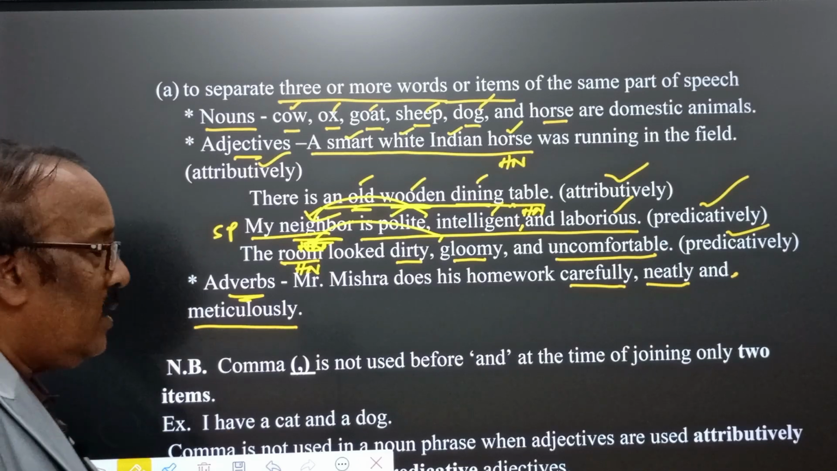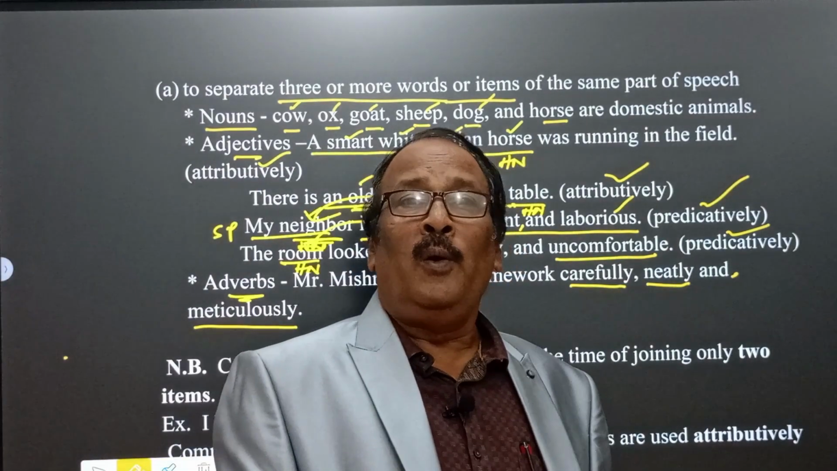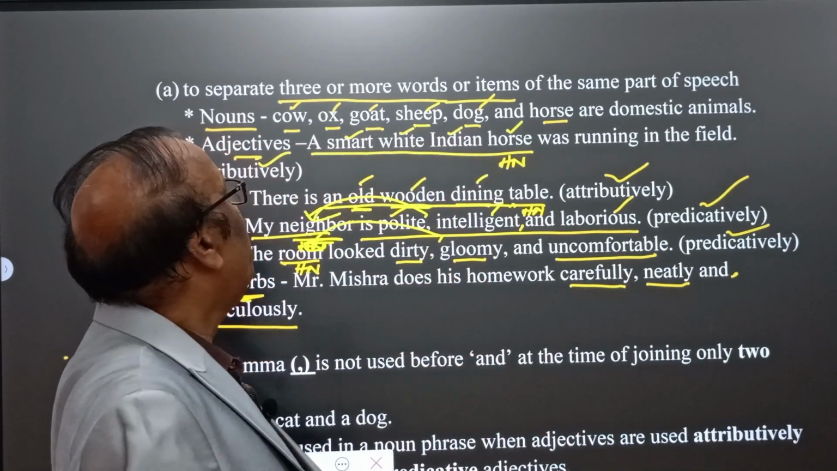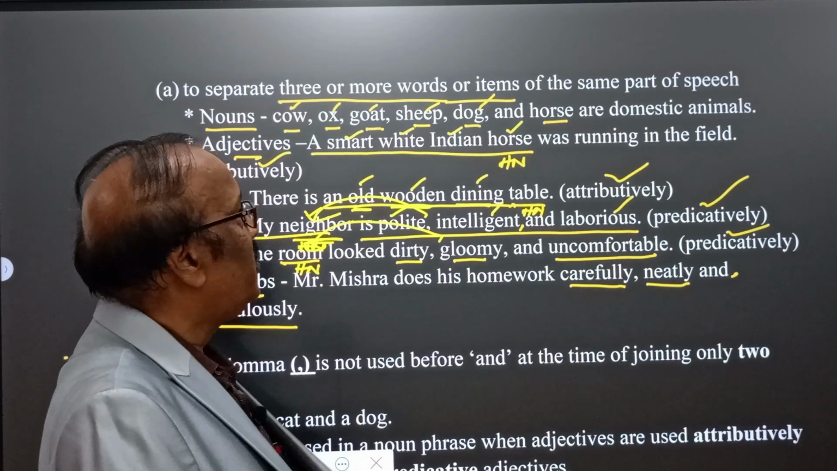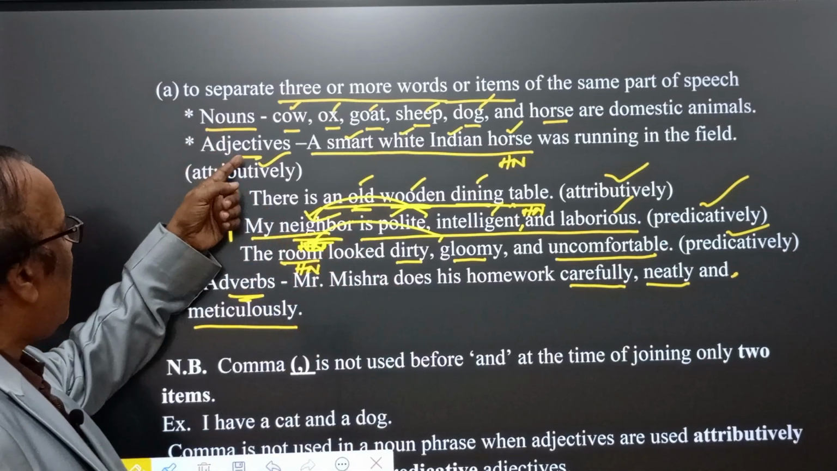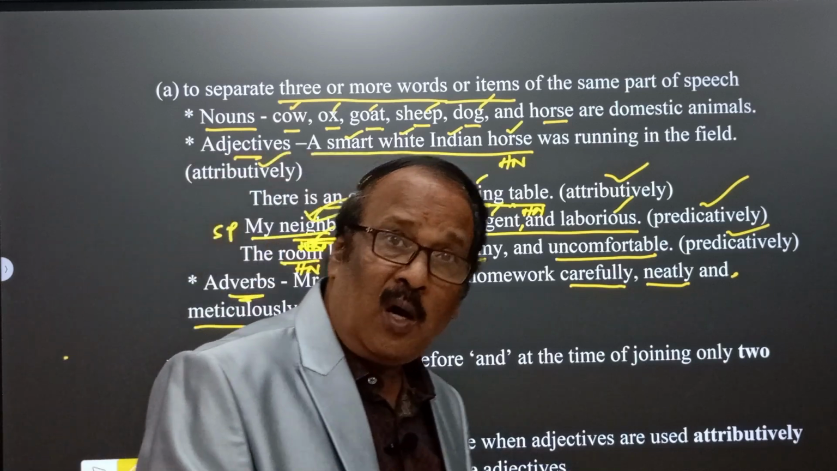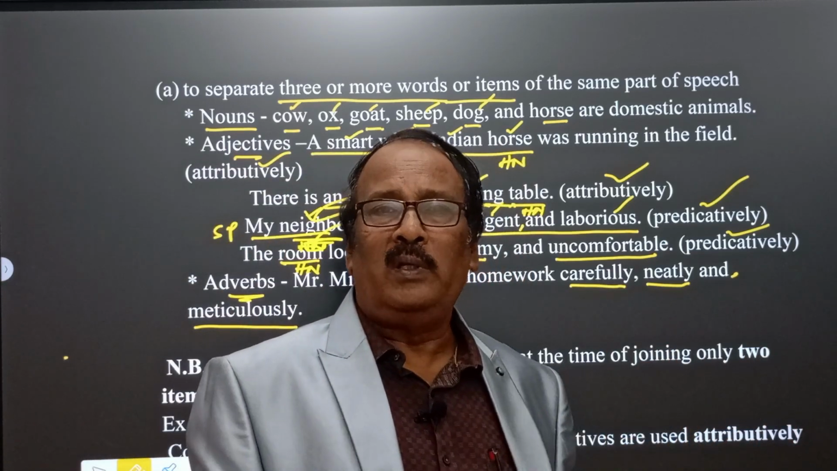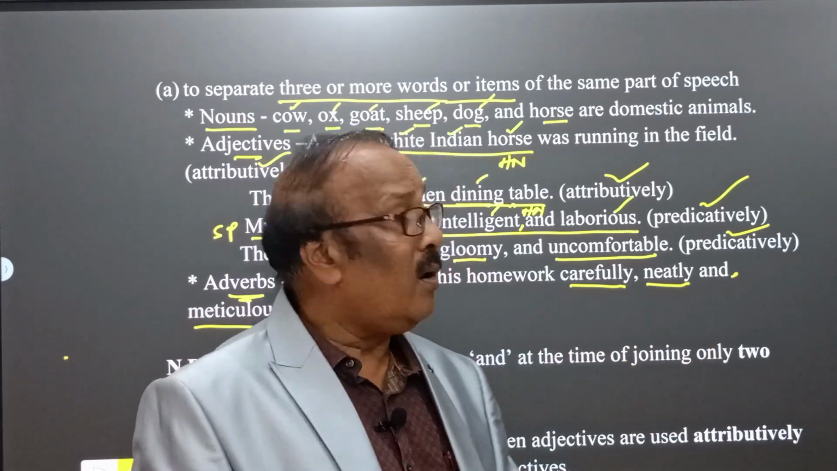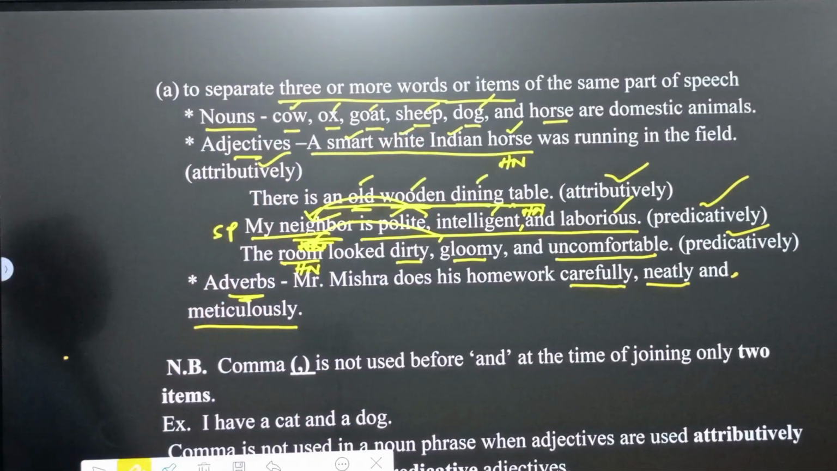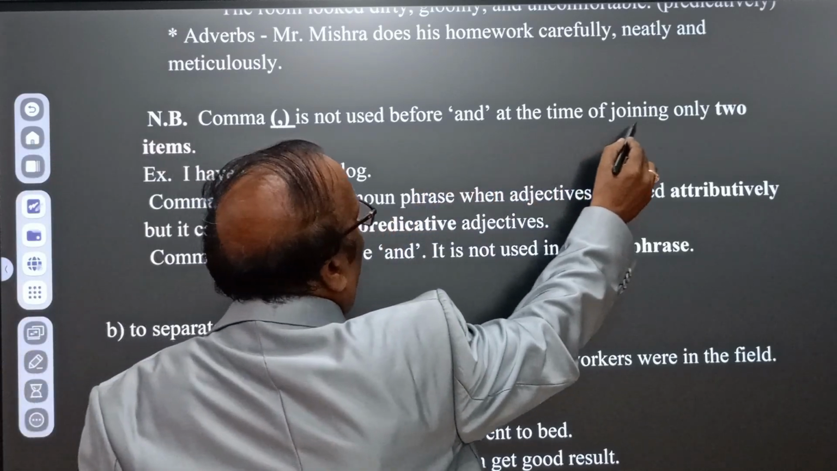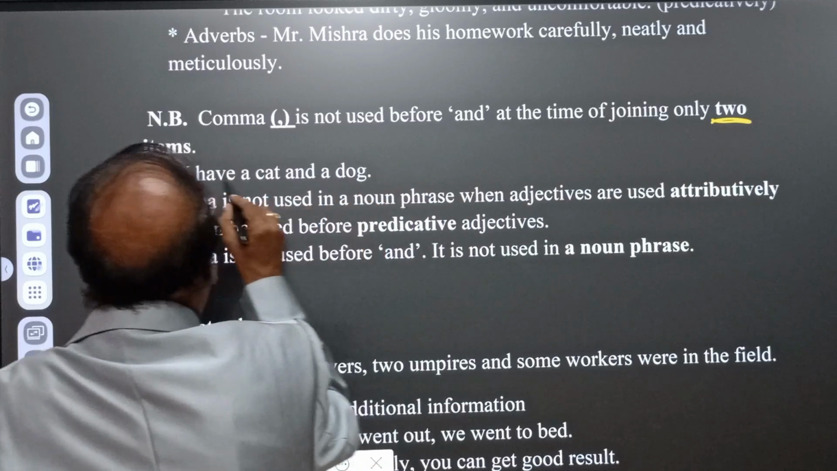So the matter is clear that commas are used whenever we use words of the same part of speech, to separate three or more words or items of the same part of speech. That is what we call noun, adjective, adverb. We can also use verbs. We have to remember that commas are used to separate items, the words of the same part of speech.